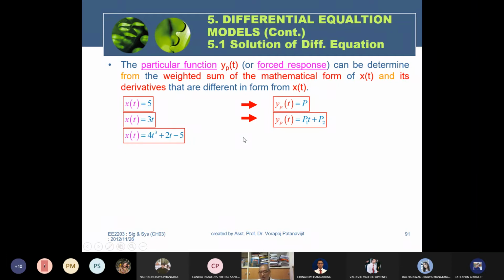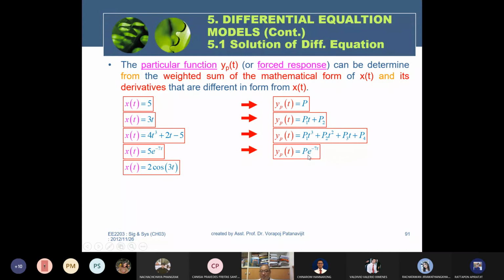For t to the power 3, the derivative gives you t to the power 2, the derivative of t to the power 2 gives you t to the power 1, and so on. It will be in this form. Now, if x(t) is a little more complicated, in the exponential form e^(at), the derivative of e^(at) gives you a e^(at). It's the same form, right? You set yp to be the general form, and you can find P1, P2, P3 to Pn by substituting yp in the differential equation, and you can extract P from that.